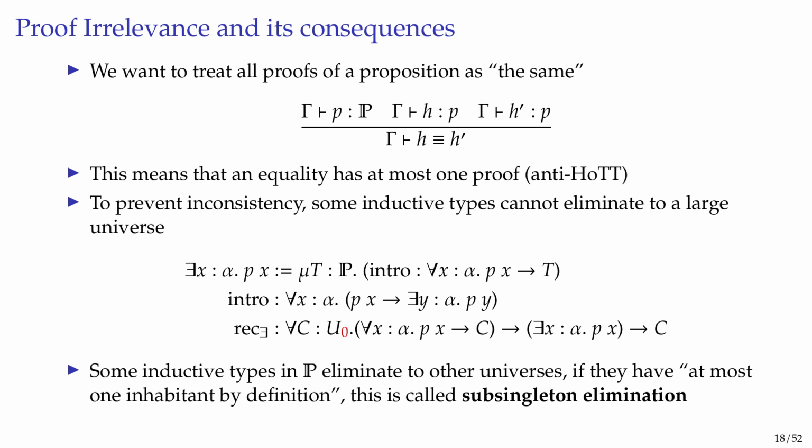This used to say ui, and now it says u0, and this means that it can only eliminate into other propositions. There are some inductive types, like equality, which do not have this restriction. We call them sub-singleton eliminators, or large eliminating sub-singleton types, and they are special. Those are inconsistent with HoTT.